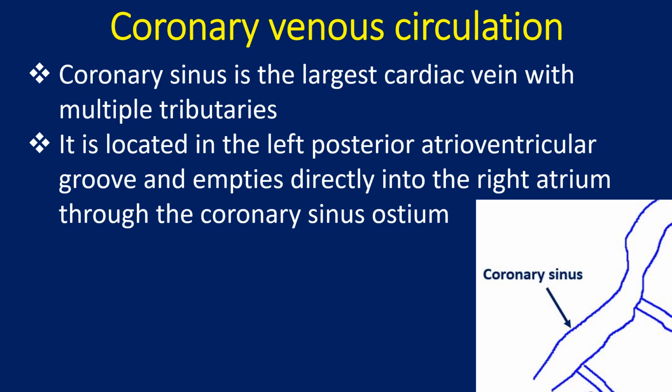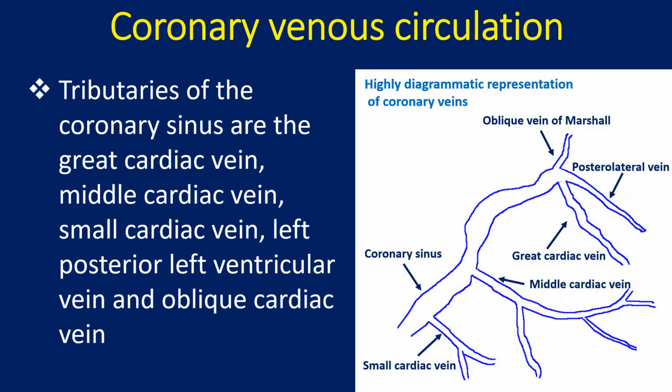It is located in the left posterior atrioventricular groove and empties directly into the right atrium through the coronary sinus ostium. Tributaries of the coronary sinus are the great cardiac vein, middle cardiac vein, small cardiac vein, left posterior left ventricular vein, and oblique cardiac vein.